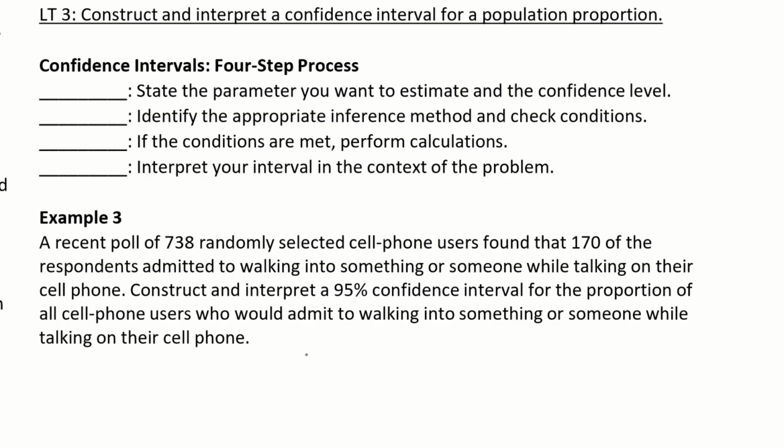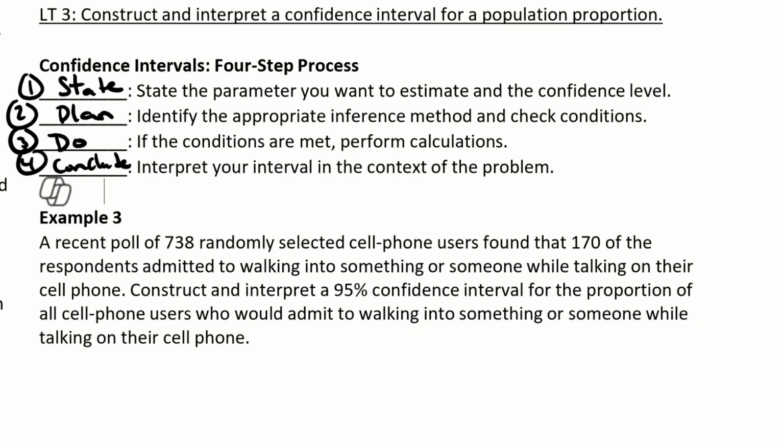It's a 4-step process, okay? So the first process is to state the parameter you want to estimate and the confidence level. Second step, you want to plan. Identify the inference method you're using. What test are you doing? What interval are you doing? What conditions? Check the conditions. The next thing is to do. Actually perform the calculations. Step 4, then you're going to conclude, right? So what's your conclusion? Interpret the interval, right? All that stuff. So that's the 4-step process that they expect you to do on the AP exam if you have a confidence interval calculation that you need to do on the free response.